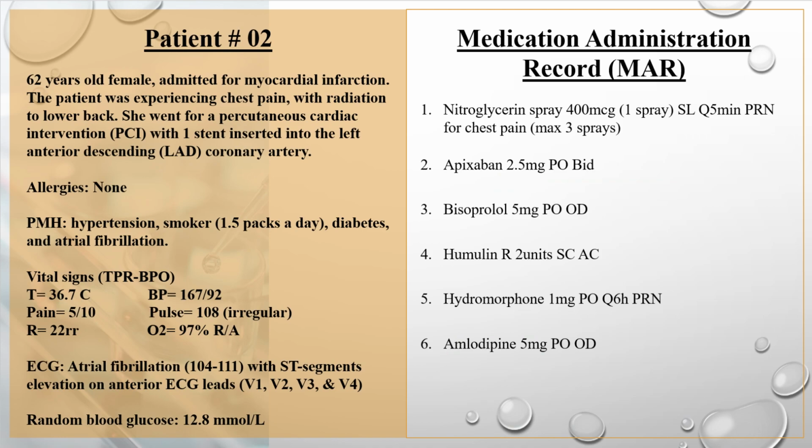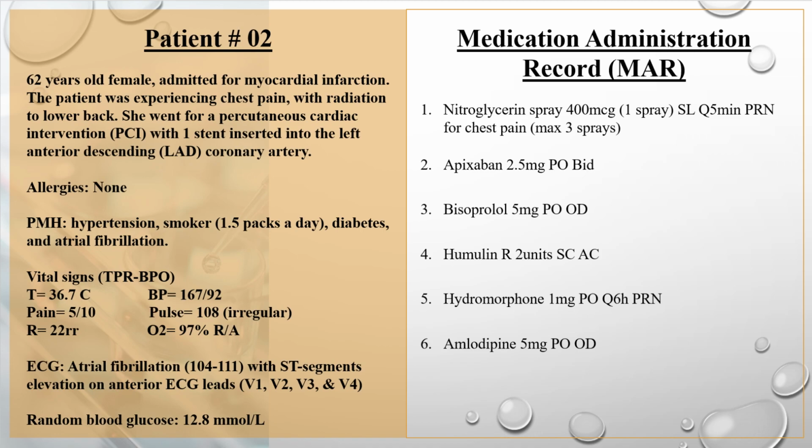It's a 62-year-old female admitted for a myocardial infarction. The patient was experiencing chest pain with radiation to the lower back. She went for a percutaneous cardiac intervention, PCI, with 1 stent inserted into the LAD. No allergies. Past medical history includes hypertension, smoker for 1.5 packs a day, diabetes, and atrial fibrillation.